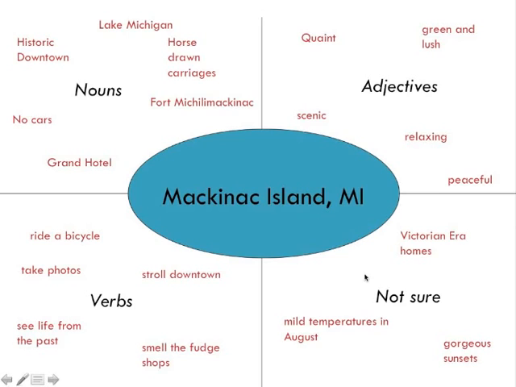Now, here are a few I wasn't sure where to put. Obviously, I'm doing this for the purpose of the activity, but for example, Victorian-era homes could also have gone into the nouns category. I'm just indicating that if you weren't sure what the part of speech was for these particular ideas, then you can put it in this quadrant too. Now, hopefully, you came up with a lot of specific ideas and words to use to describe your place.